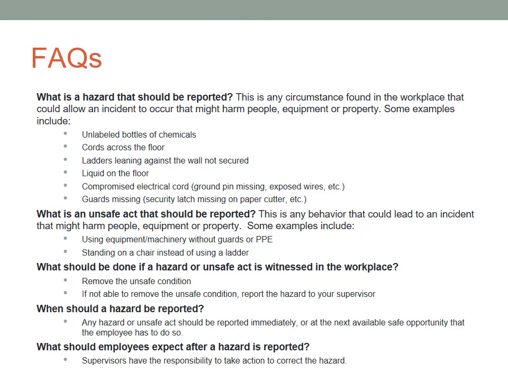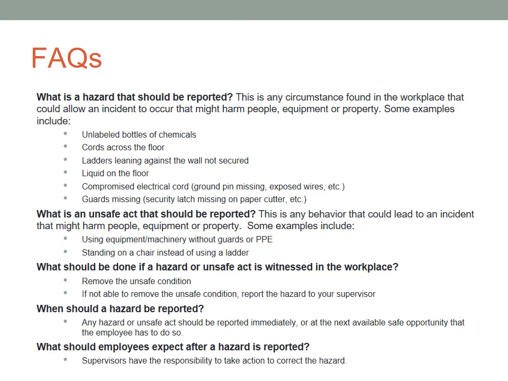Frequently asked questions. What is a hazard that should be reported? This is any circumstance found in the workplace that could allow an incident to occur that might harm people, equipment, or property. Some examples include unlabeled bottles of chemicals, cords across the floor, ladders leaning against the wall that are not secured, liquid on the floor, compromised electrical cords, guards missing.